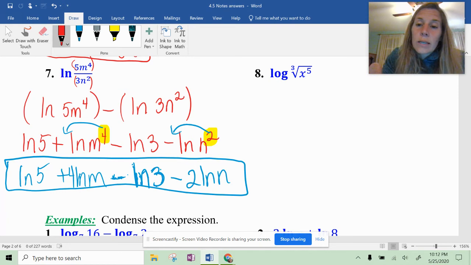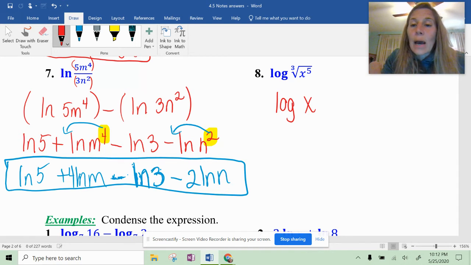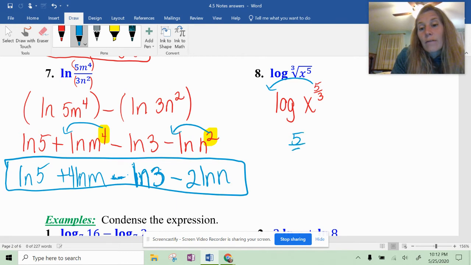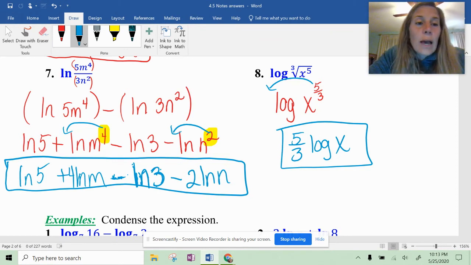Okay, now this one here, because we have a radical, we want to rewrite it as, if you remember, the power goes on the top and the radical goes on the bottom. So this is actually x to the 5/3 power. Then, of course, that is going to go out to the front. So it's going to be 5/3 times log x. Okay, so that is our expanding.